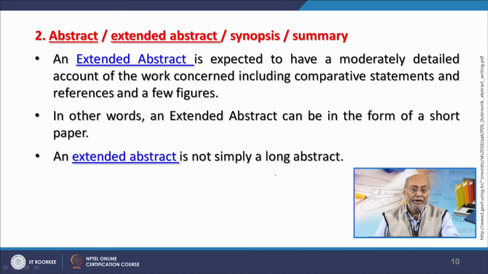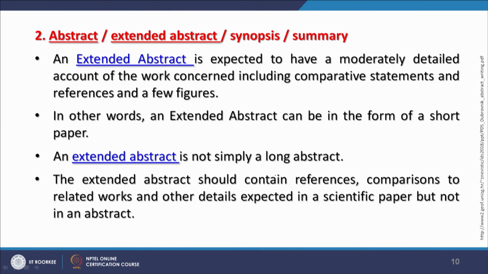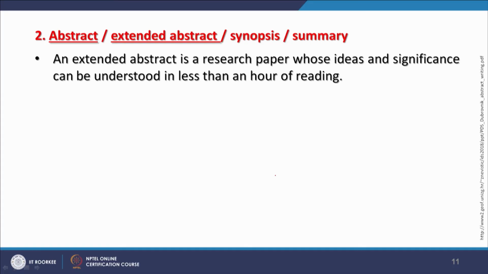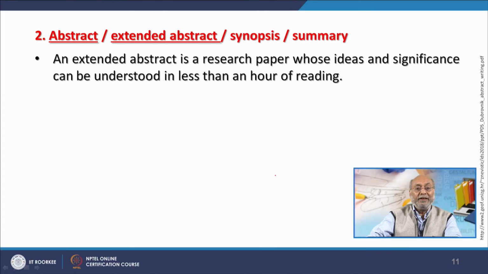This point we have already discussed. So, an extended abstract is not simply a long abstract. An extended abstract should contain the references which have been cited within the text, and comparison to related works. If somebody has already done work, whether your work is improving on that work or producing different results, that kind of thing should also come in your extended abstract, along with other details expected in a scientific paper but not in an abstract. Now, in some way an extended abstract is also a research paper whose idea and significance can be understood in less than an hour of reading.